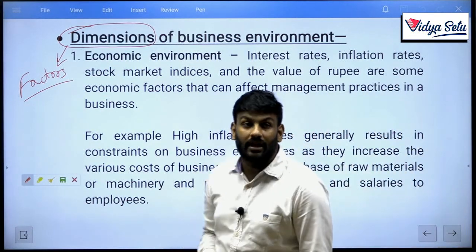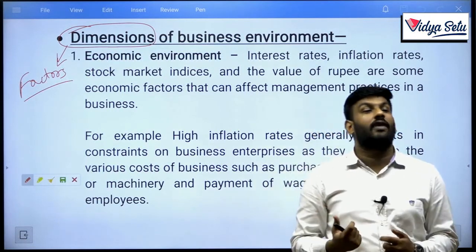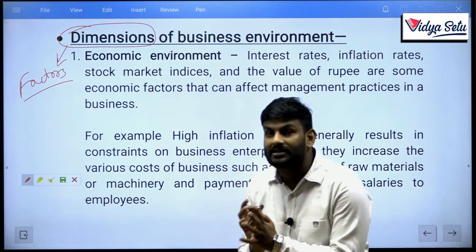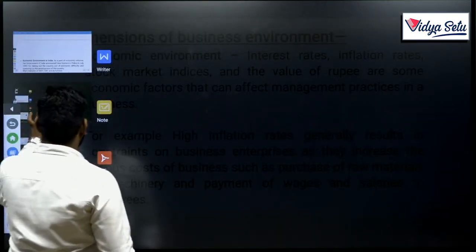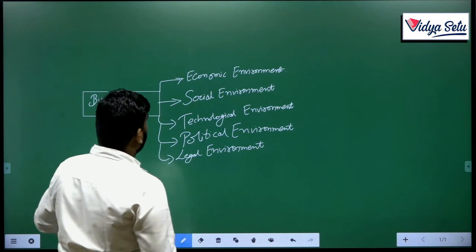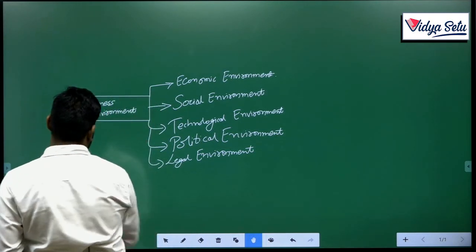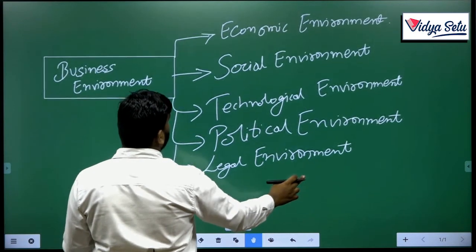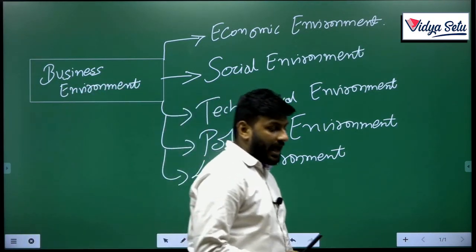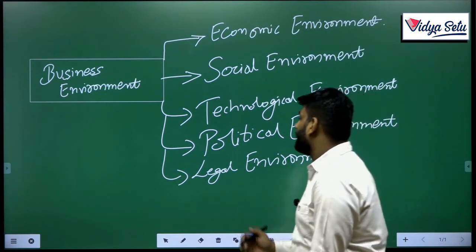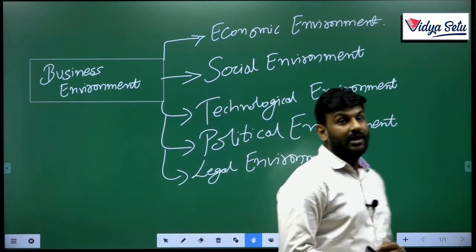So whenever the question comes for dimensions or factors of business environment, we need to answer these 5 kinds of environments which impact the organization. Clearly, what are basically the dimensions or factors of environment? Let's see. There are 5 dimensions of business environment, that is, first is economic environment, second is social environment, third is technological environment, fourth is political environment, and the fifth is legal environment.